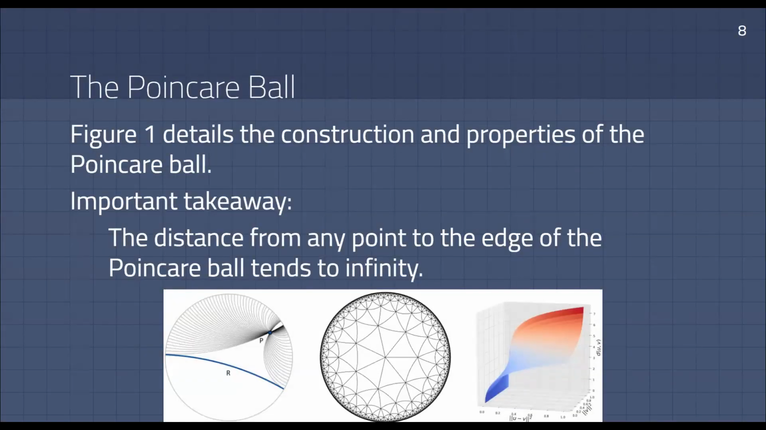So the Poincare ball is an example of non-Euclidean geometry. In the middle of this figure B, you can see the Euclidean length of each of these line segments drawn is the same. And so you can see that as you get towards the surface of the ball, the Poincare distance tends towards infinity. The important takeaway here is, like I said, as you get closer to the surface of the ball, the distances tend towards infinity.